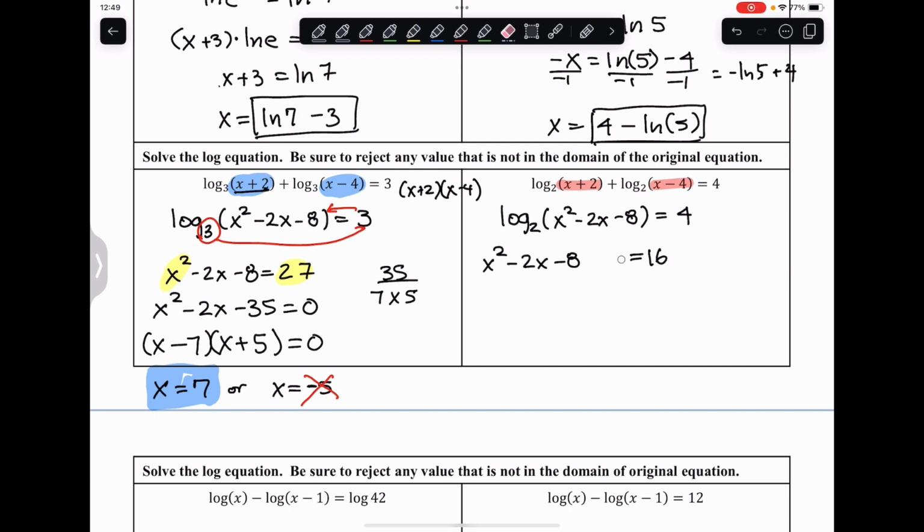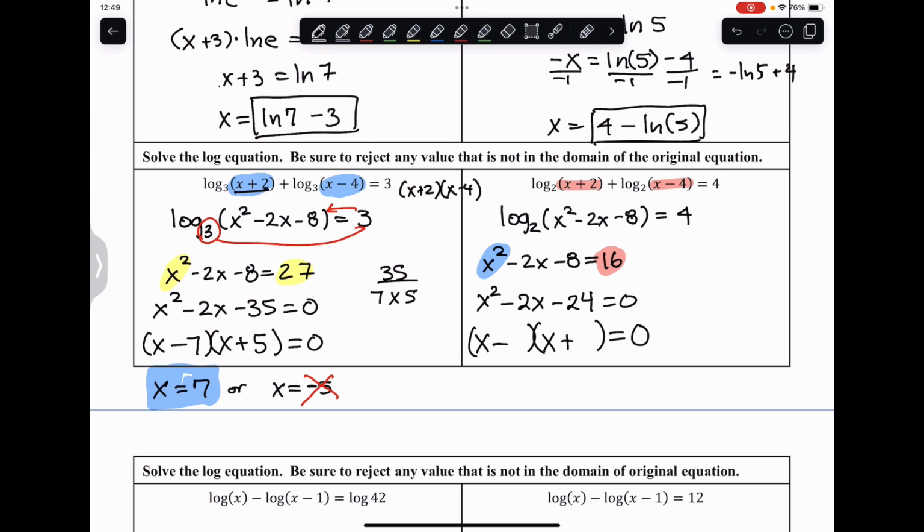So let's erase this and let's bring this over. So this is going to equal 16. And because of the quadratic, because of this being a quadratic equation, that means that this side has to be 0. So we're going to subtract that 16 from both sides. And now let's factor. And the factors of 24 that give me 2 are going to be 6 and 4. So x equals 6, or x can equal -4.